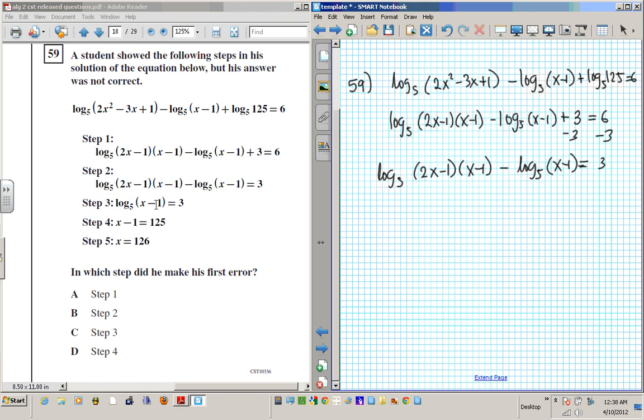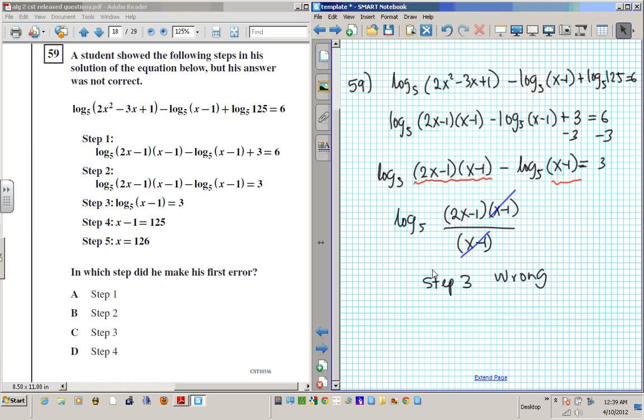Uh-oh. How do you go from here to here? If you're subtracting logs, you want to divide, right? So log base 5 of 2x minus 1 times x minus 1, this piece right here should be divided by this piece right here, right? So divided by x minus 1. If you divide that, these two cancel out, and you're left with 2x minus 1. Not x minus 1, so that's wrong. So step 3 is wrong. All right, step 3 is wrong. So that is his first error.